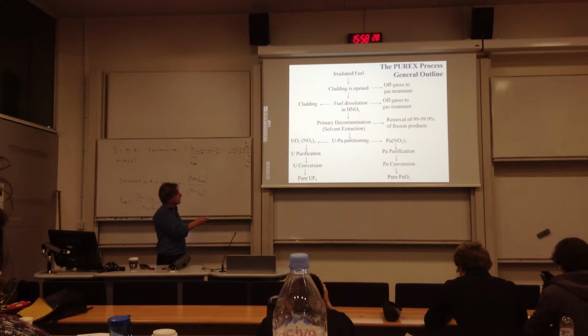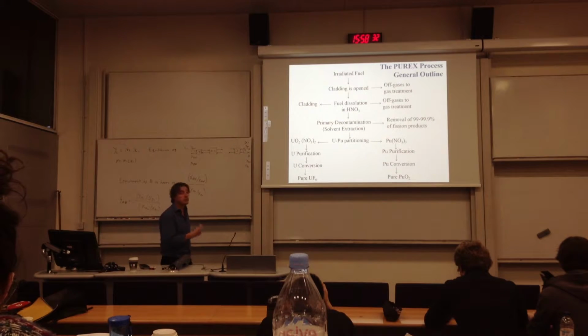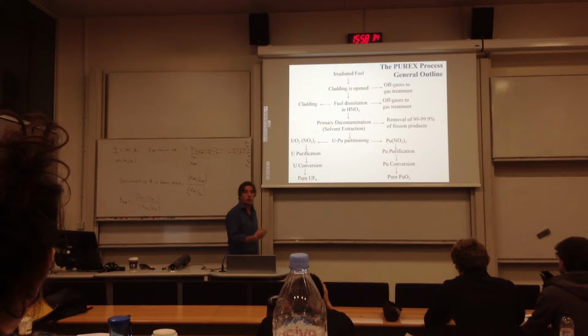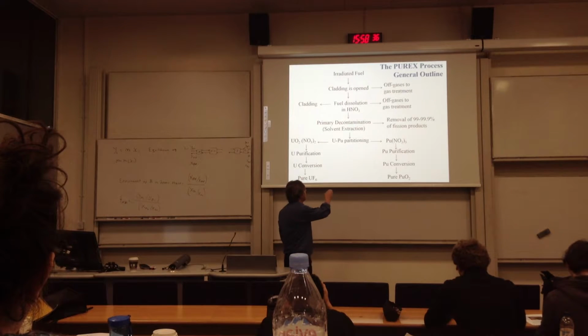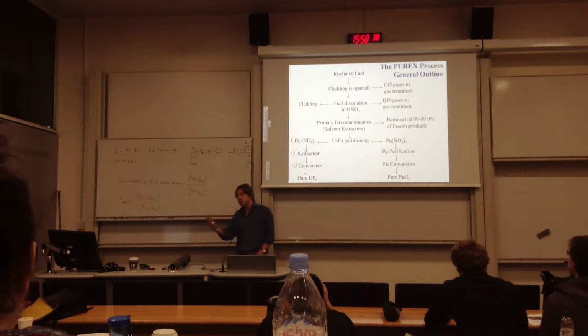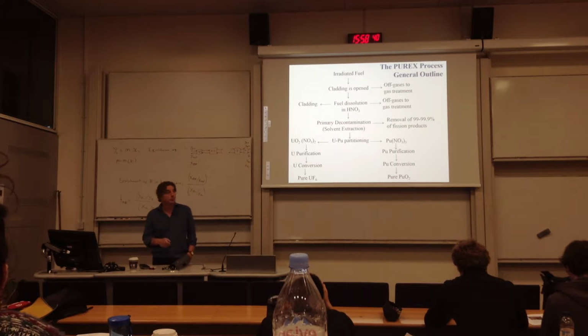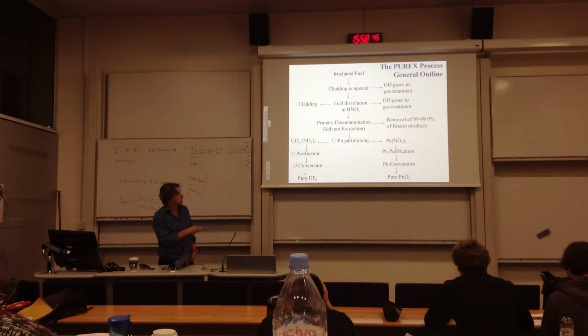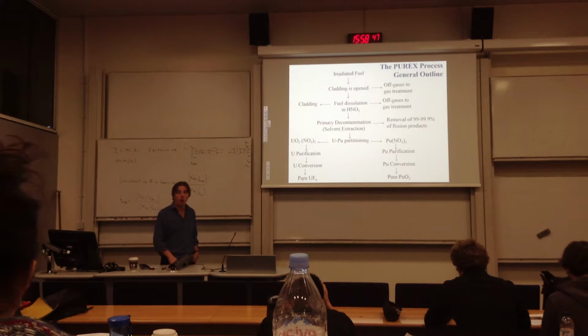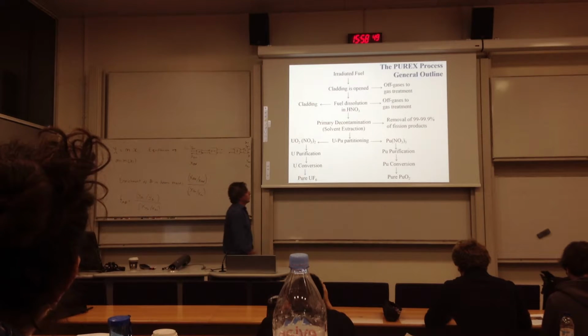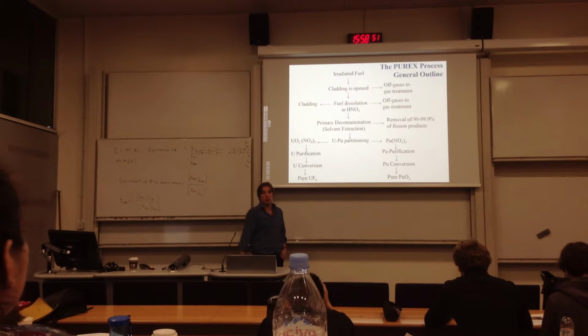After that, there is a primary decontamination. What happens here? Well, this is a first solvent extraction process, which may consist of a few stages, 3 to 5, in which fission products are removed, and it achieves a very high removal of the fission products. So what is left? One stream is the fission products. What is the other?